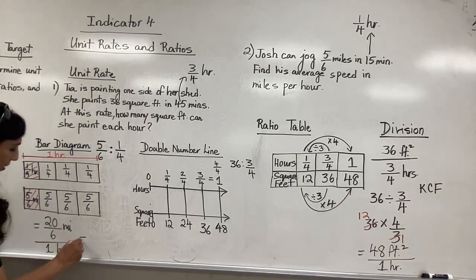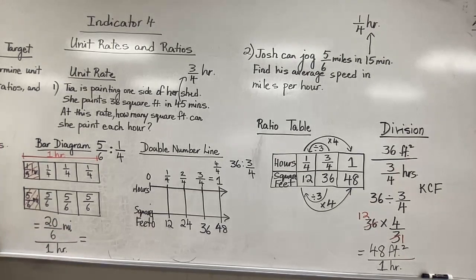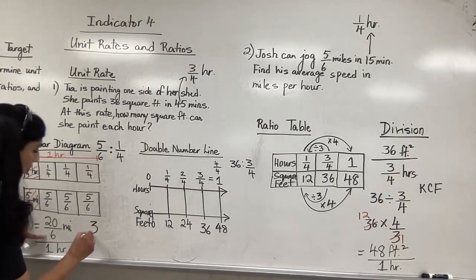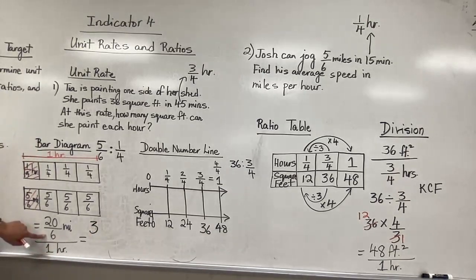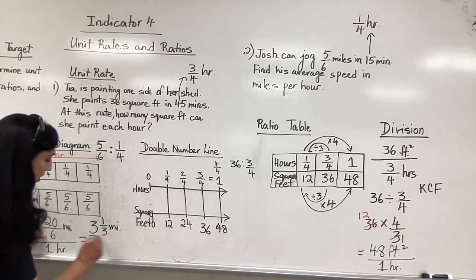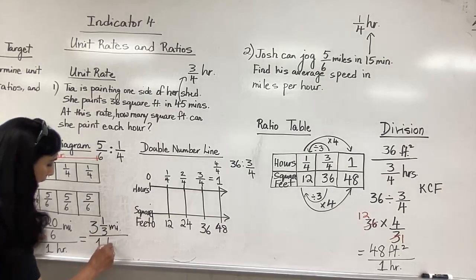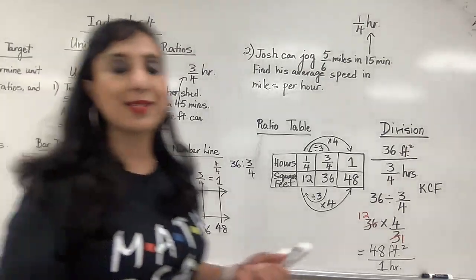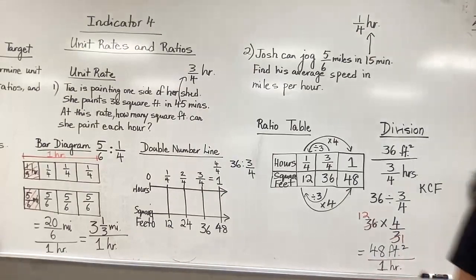And then when I convert this to an improper fraction, we know that 3 times 6 is going to be 18. So I get 3, all right? And I get 2/6, which can be simplified as 1/3. So 3 and 1/3 miles in 1 hour. So this is using a bar diagram method. Okay. Next, let's try the double number line.